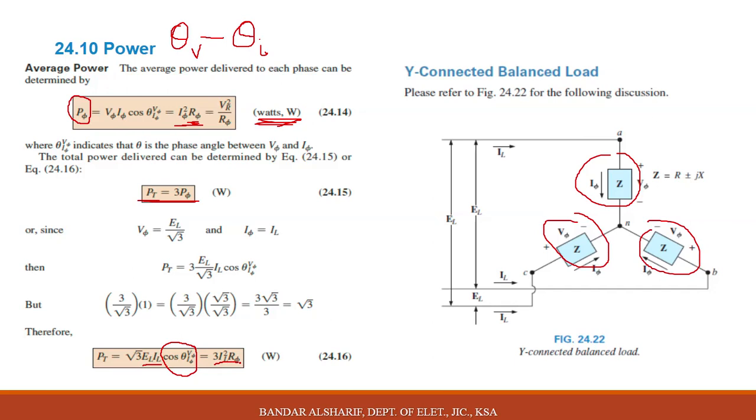Why don't we put root 3 here? Because the line current equals the phase current in Y connection, so we cannot use root 3. We derive this formula from this part. But finally we need to know that we have two options to calculate the total power. Either multiply 3 by phase voltage and phase current with cosine, or root 3 times line voltage with line current and cosine theta.